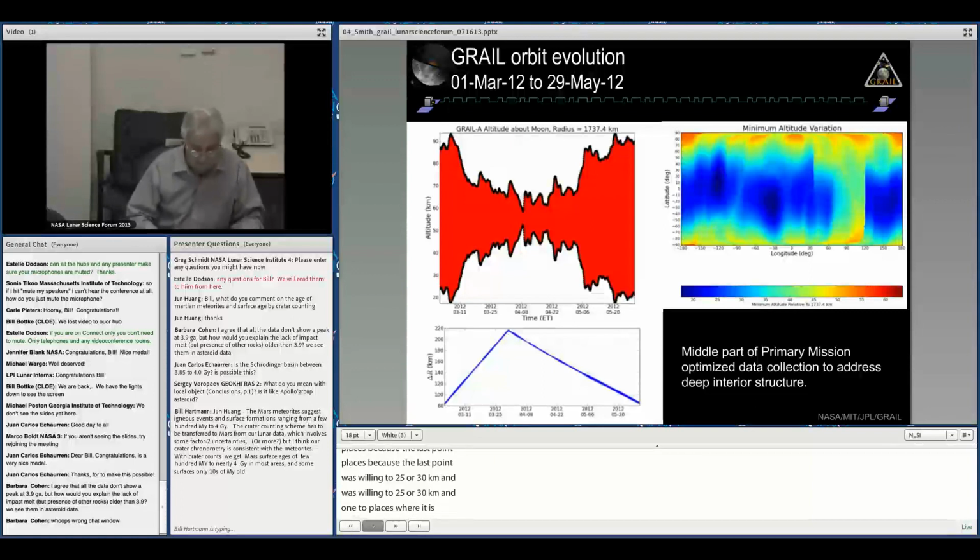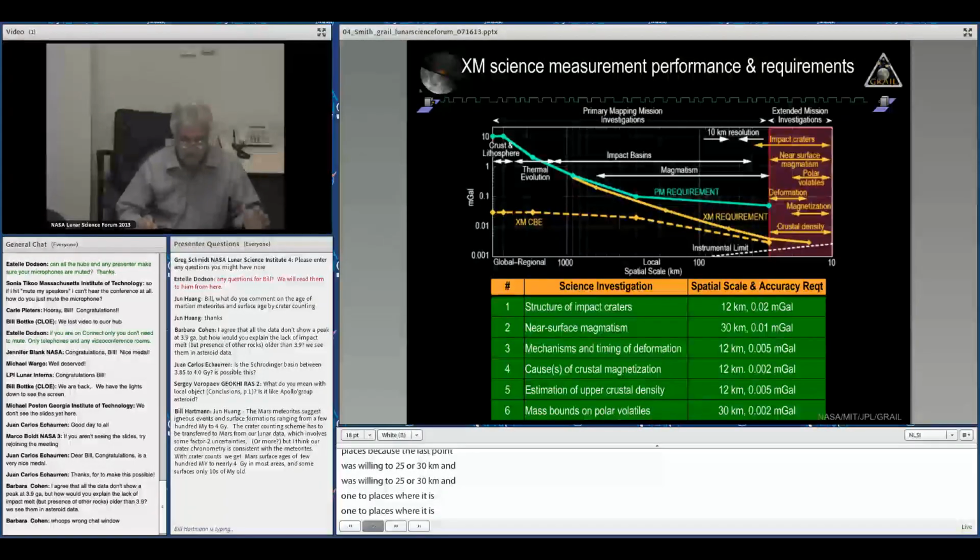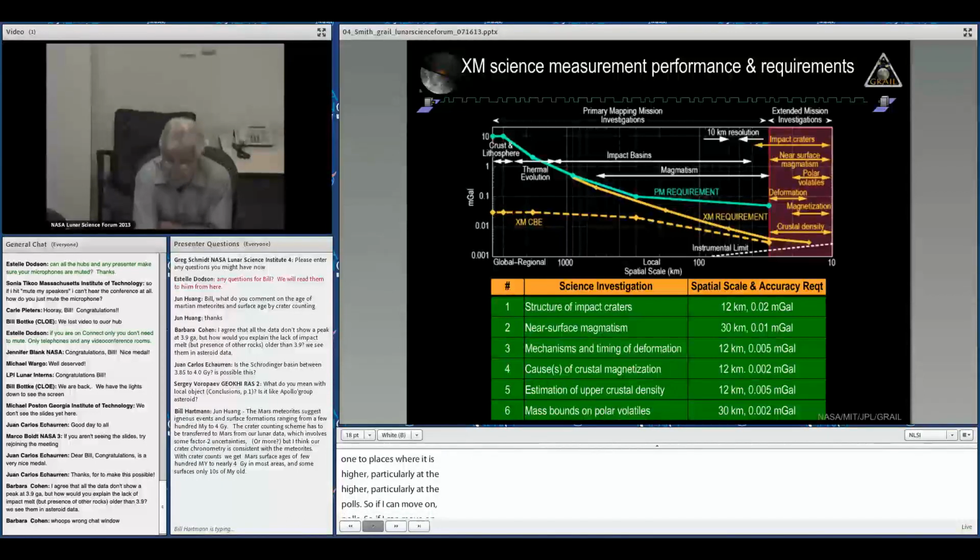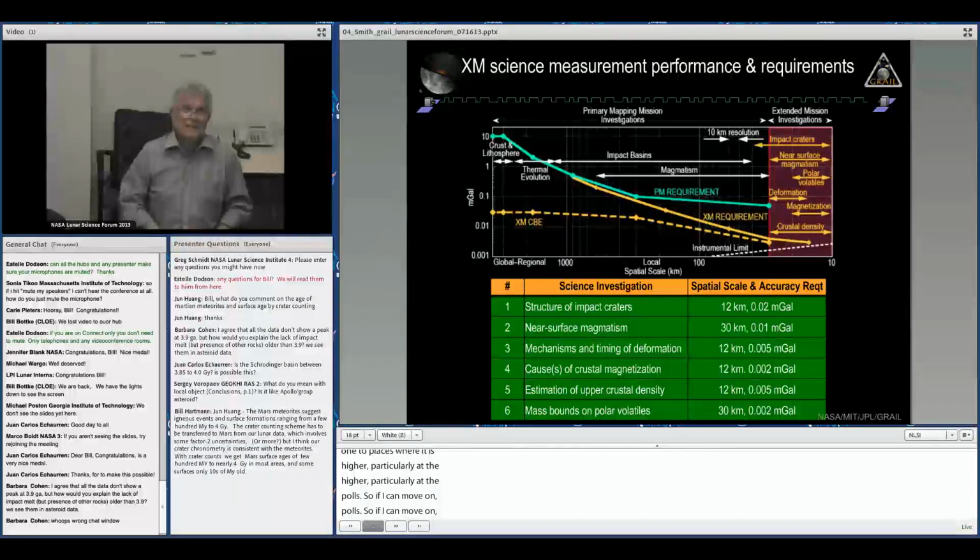Okay, so if I can move on. Yep, next chart. Okay. Now, when we went to the extended mission, which we did not expect to have, we realized that with the fuel remaining, we could come down to a lower altitude, and we came down to about 23 kilometers average altitude. Of course, it varied somewhat, but it was in that range.